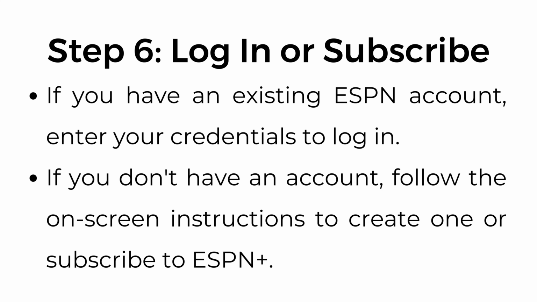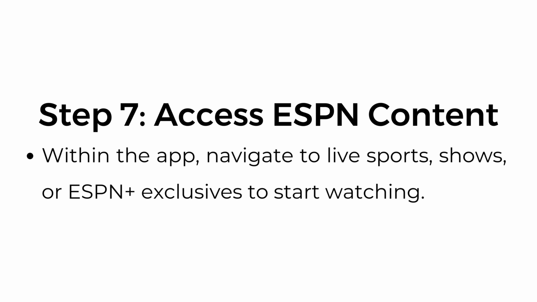Step number 6, log in or subscribe. If you have an existing ESPN account, enter your credentials to log in. If you don't have an account, follow the on-screen instructions to create one or subscribe to ESPN+. Step number 7, access ESPN content. Within the app, navigate to live sports, shows, or ESPN Plus exclusive to start watching.